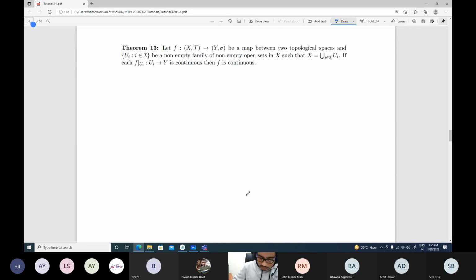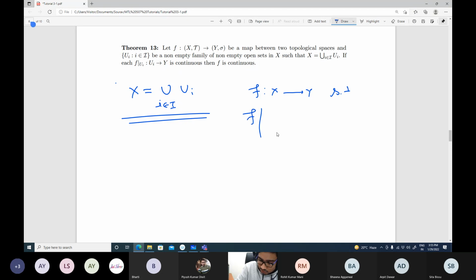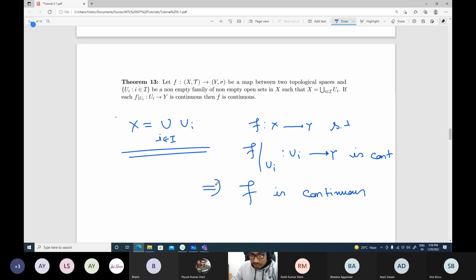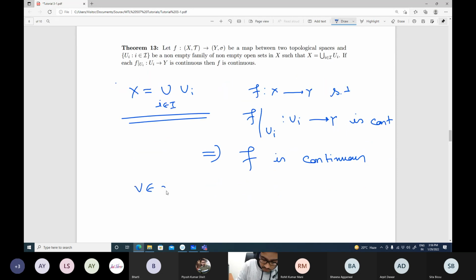Okay, so can you see this one? See, if U_i is an open cover, a non-empty family of non-empty open sets, basically it's an open cover of X equal to the union over i belongs to I of U_i. And if F from X to Y is such that each F restricted to U_i, from U_i to Y, is continuous, then this will imply F is continuous. So for this, you first take an open set from sigma, an element V belongs to sigma.